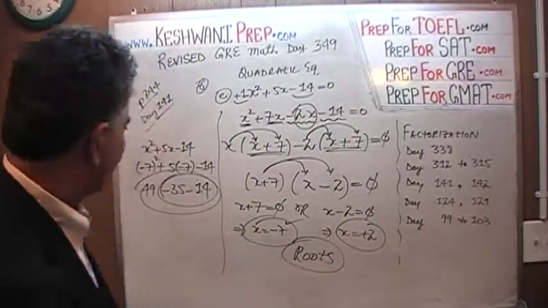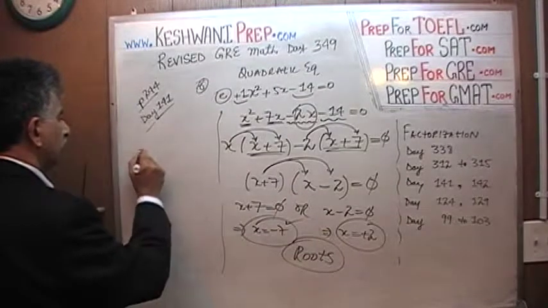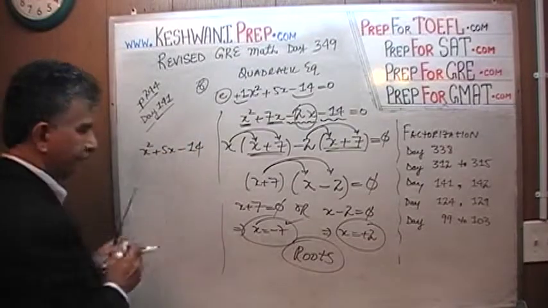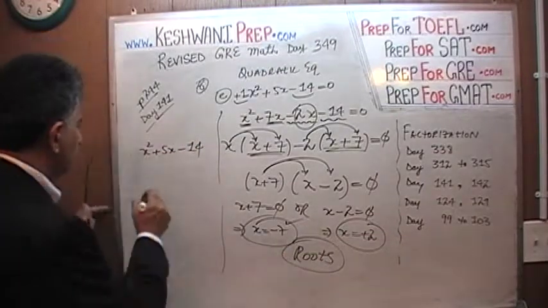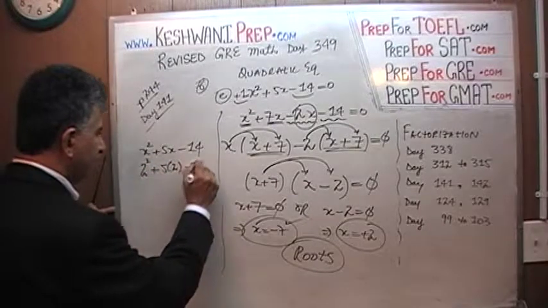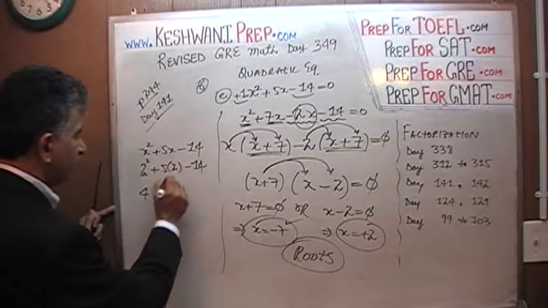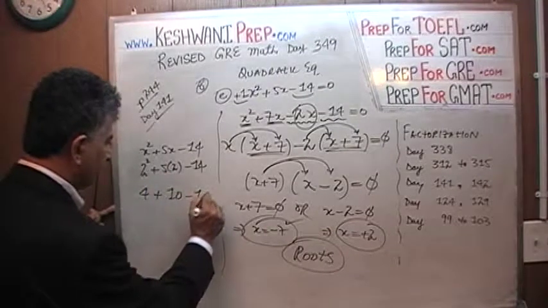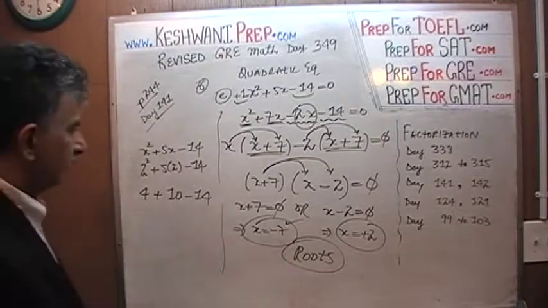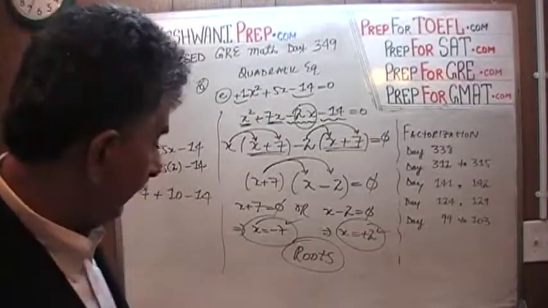Let's see if this solution works. x squared plus 5x minus 14. If x is equal to 2, we get 2 squared plus 5 times 2 minus 14. 2 squared is just 4, plus 5 times 2 is 10, minus 14. And what do we know? 4 plus 10 is 14. 14 minus 14 is 0. That one also works. Both of these solutions, both of those roots, are correct.